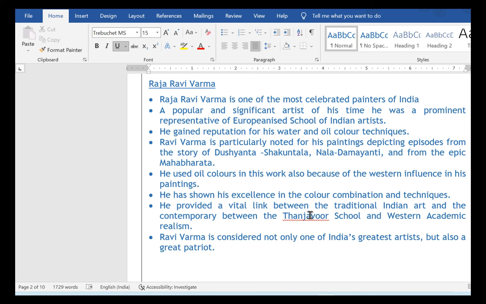He provided a vital link between the traditional Indian art and the contemporary art, between the Tanjore school of art and the Western academic realism. So he provided that vital link between these two art schools. Ravi Varma is considered not just a great Indian artist, but also a great patriot.